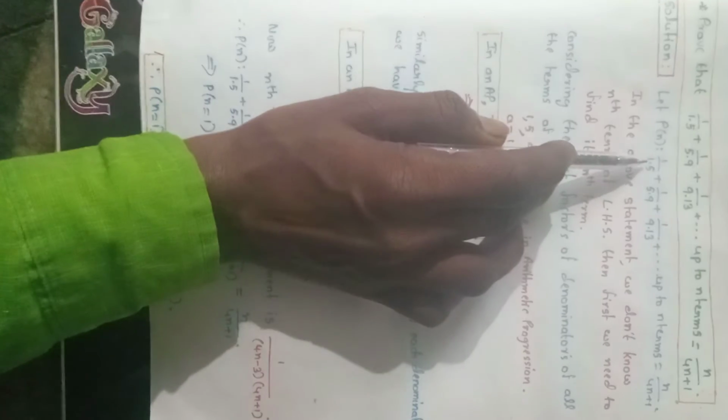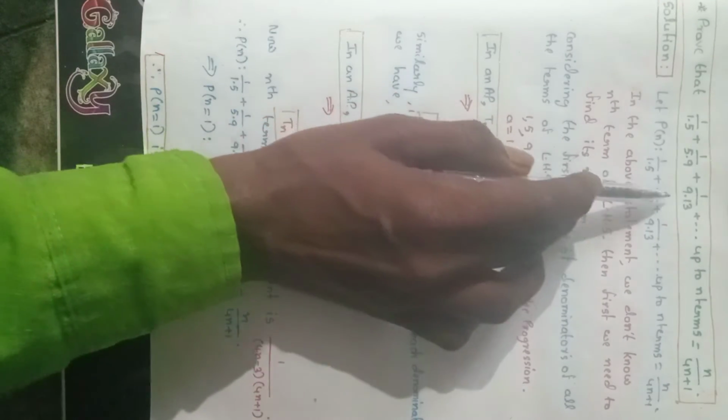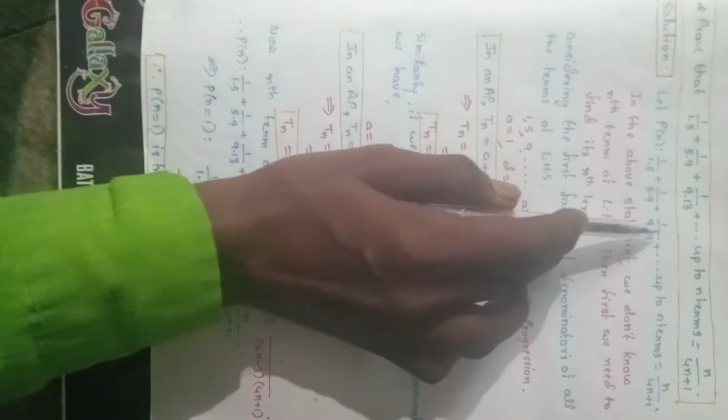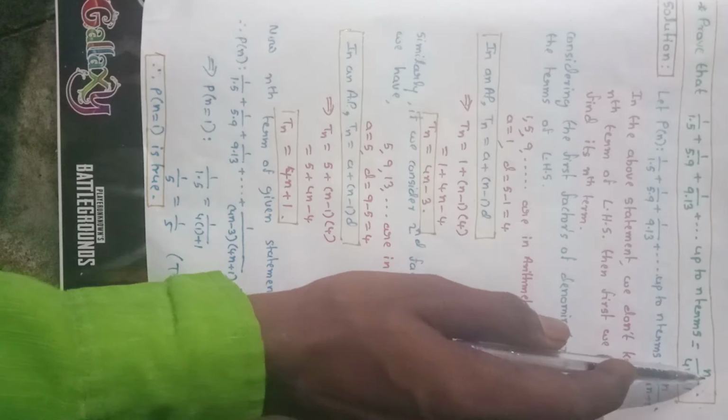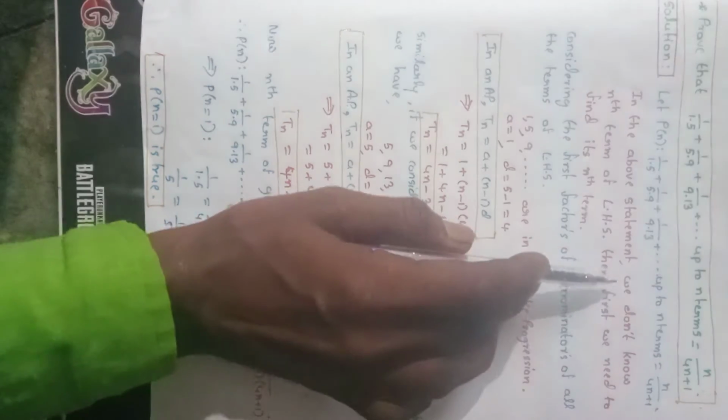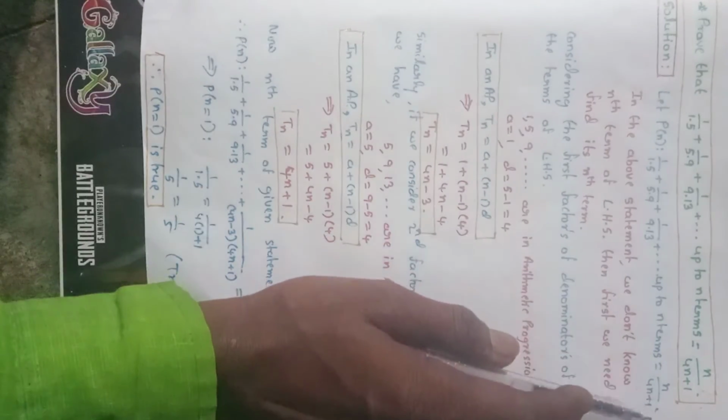So let P of n be such that 1 by 1 into 5 plus 1 by 5 into 9 plus 1 by 9 into 13 plus so on up to n terms is equal to n by 4n plus 1. Now here, this is just a different problem.